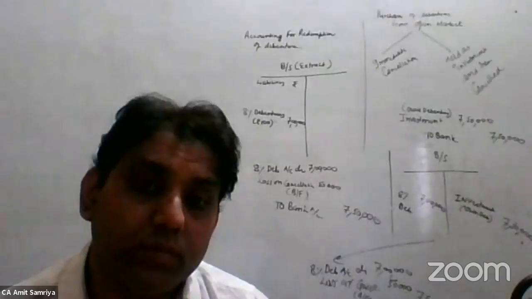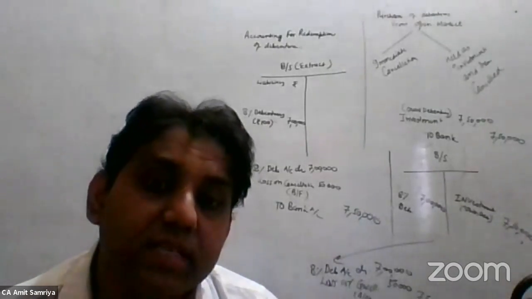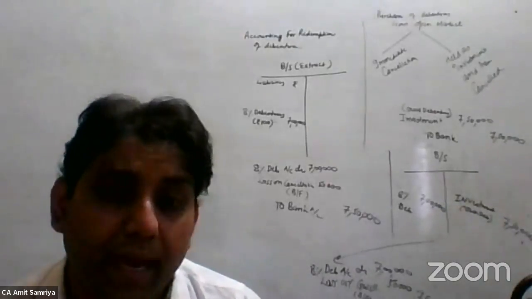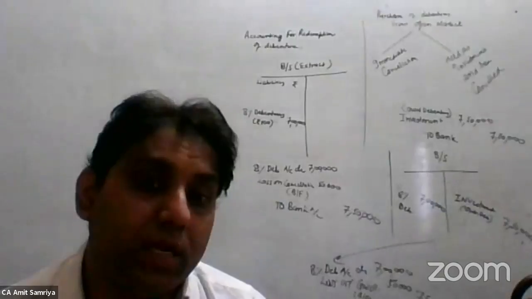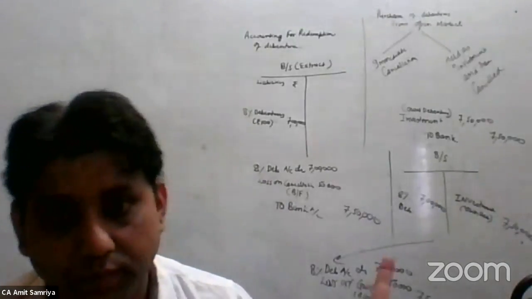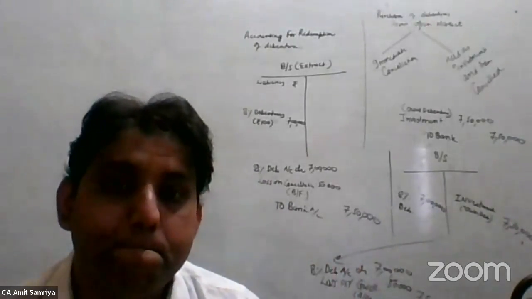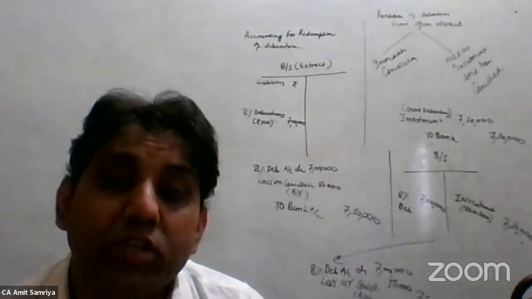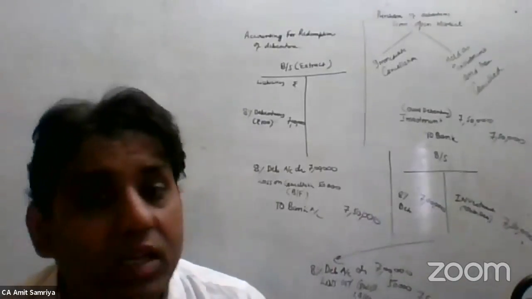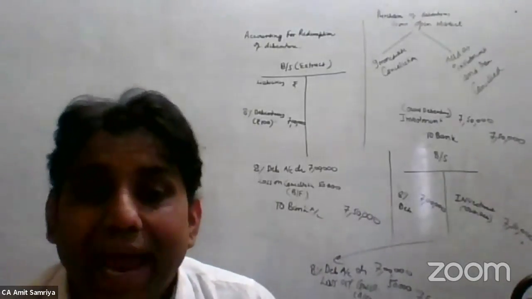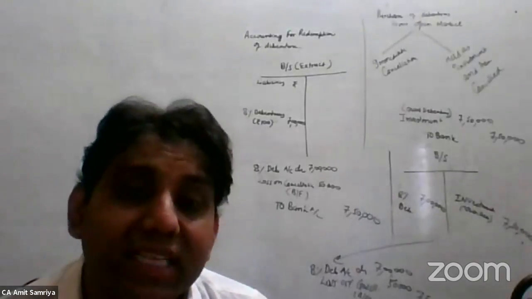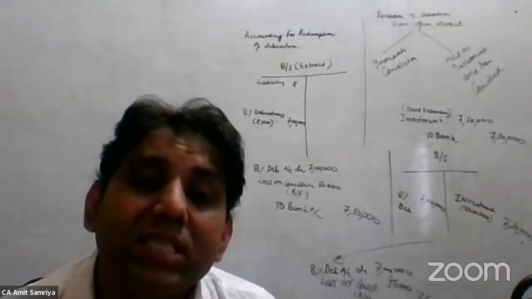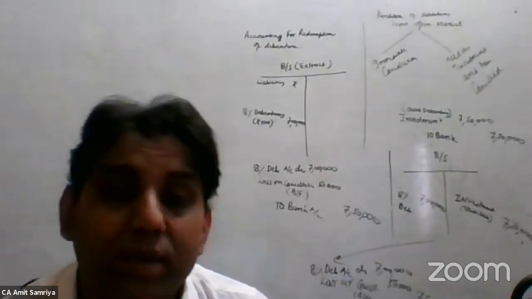Suppose the company purchased this debenture from the open market on 1st January. The company purchased this debenture from the open market on 1st January, held as investment. And the interest dates are two dates, suppose 30th September and 31st March. The company pays 6 months interest 2 times in a year to its debenture holders.